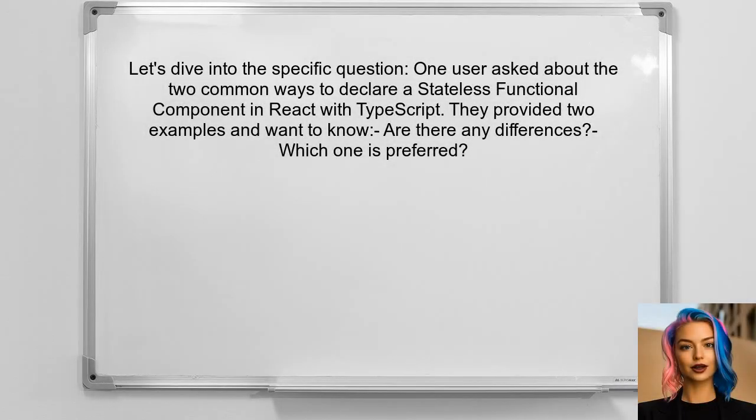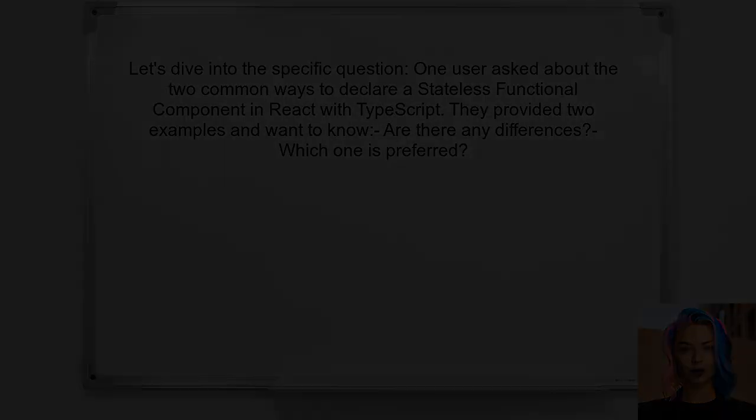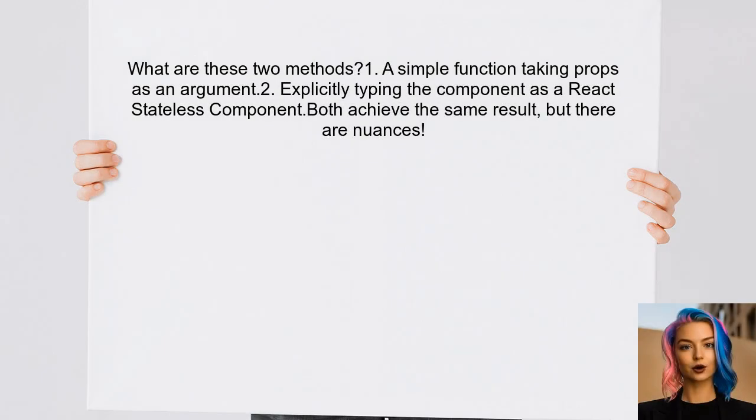Let's dive into the specific question at hand. One user asked about the two common ways to declare a stateless functional component in React with TypeScript. They provided two examples, and they want to know if there are any differences and which one is preferred. So what are these two methods?